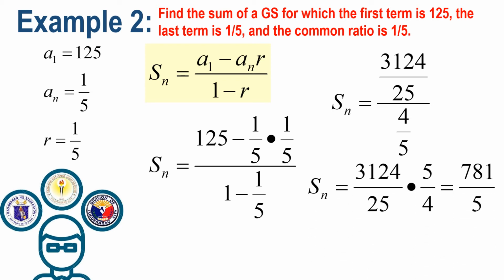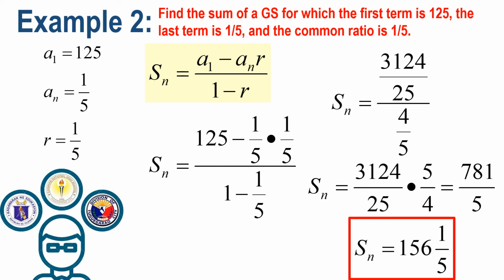Simplifying this, we have 3,124 over 25 times the reciprocal of the denominator, which is 5 over 4. And that gives us 781 over 5. Now, expressing 781 over 5 in mixed form will give us the final answer. S sub n must be equal to 156 and 1/5.